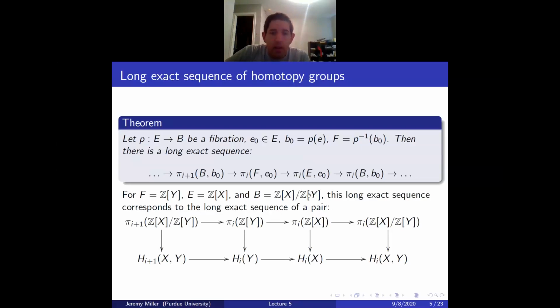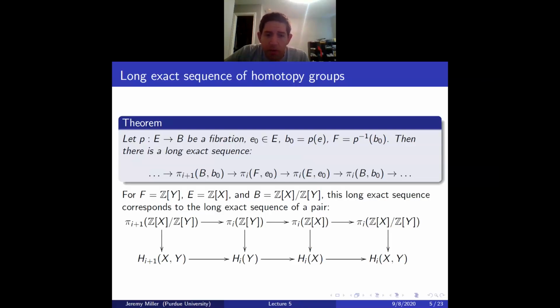Here Y is a sub-CW complex of a CW complex X, and then the fibers above any point are going to be homeomorphic to Z of Y. So if we can show that this quotient map is a fibration, then we get a long exact sequence of homotopy groups up here, and this exactly corresponds to the long exact sequence in homology that we're trying to get. Okay, so that's the goal.